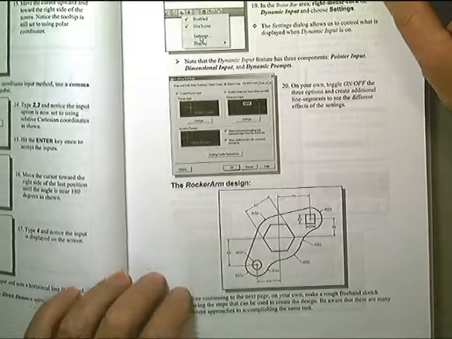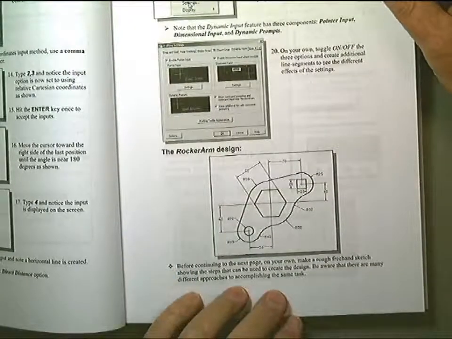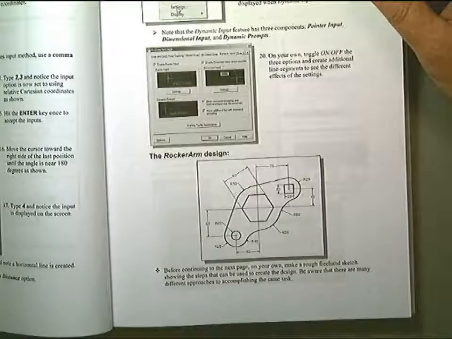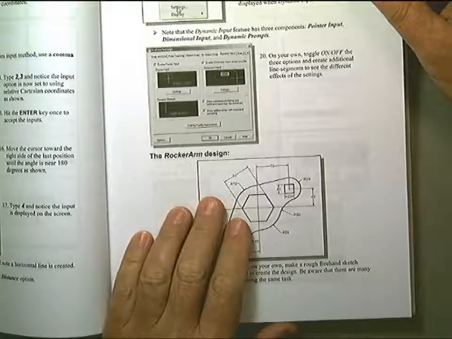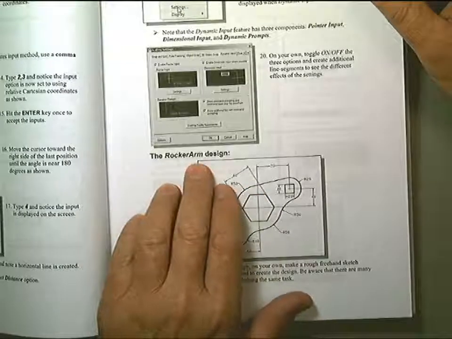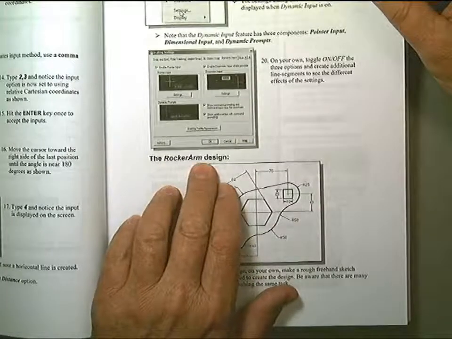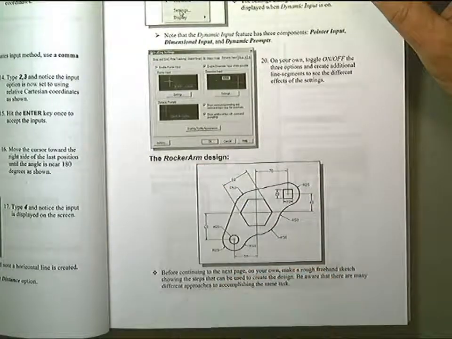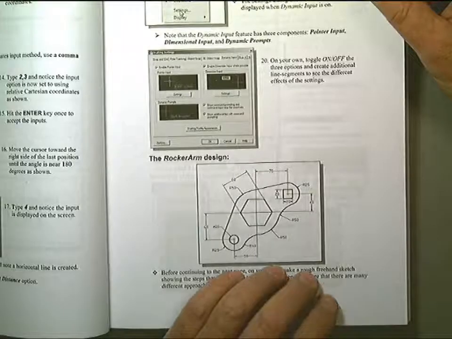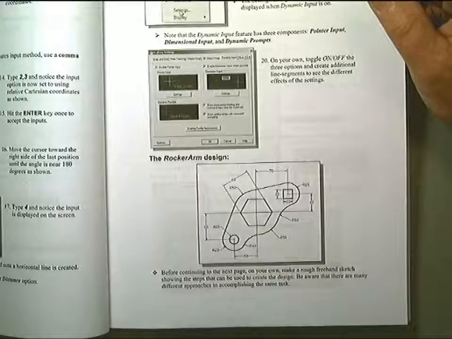The rocker arm design is what we begin doing as a tutorial. As described in your instructions, after you finish this, you will name your tutorial rocker arm, just like you see here, dash, and then your initials. If it were me, I would have SRB, and save it under that name.